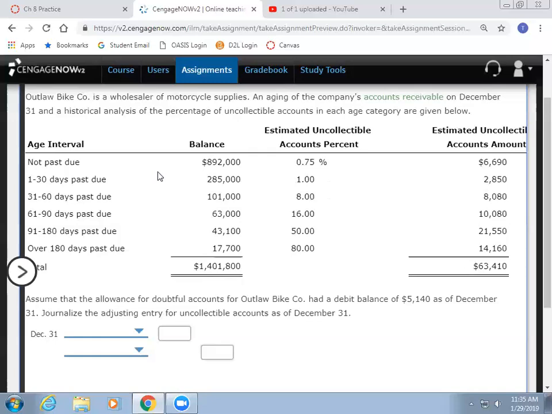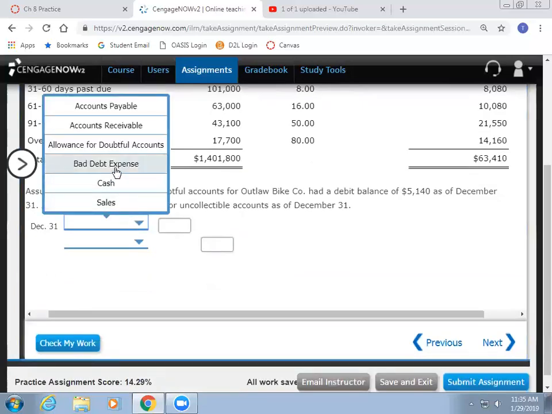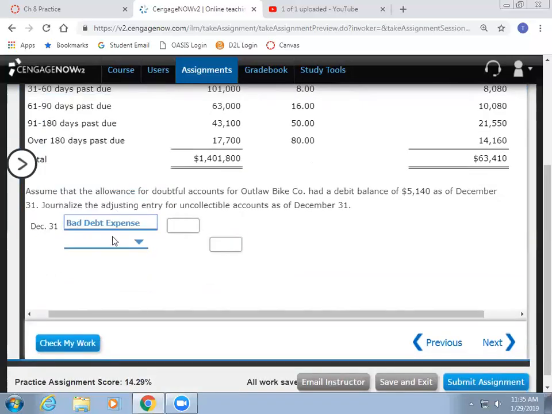So if it had an existing credit balance, I subtract. If it has an existing debit balance, I add. And that's what I would put in as my adjusting entry. I would do a debit to bad debt expense and a credit to allowance for doubtful accounts, 68,550.